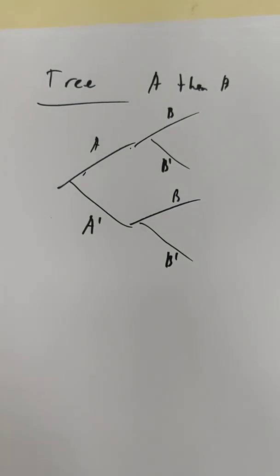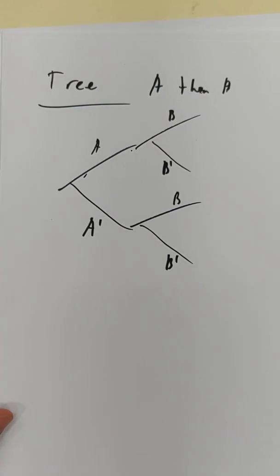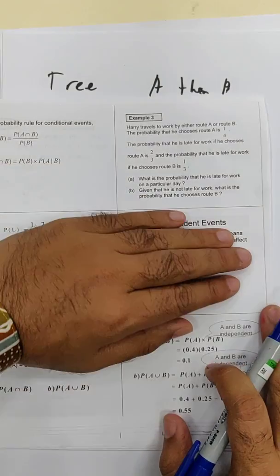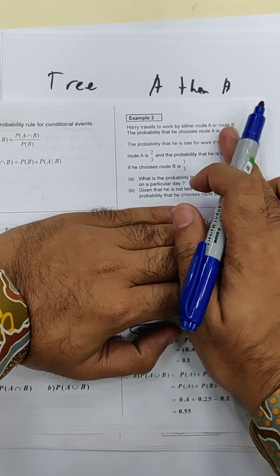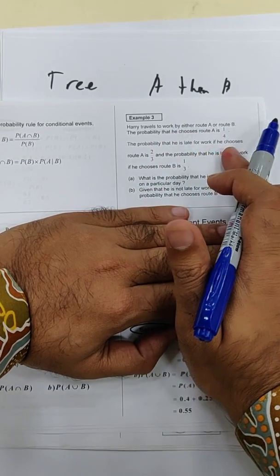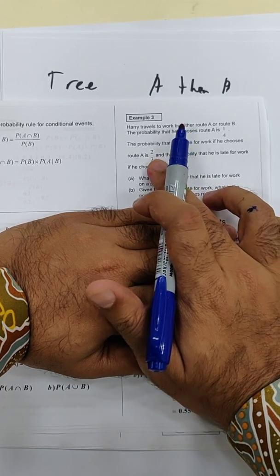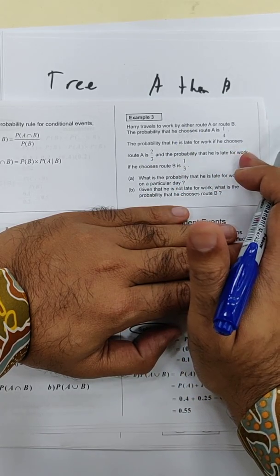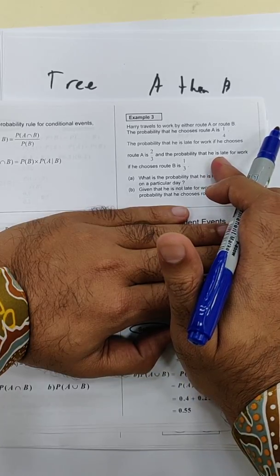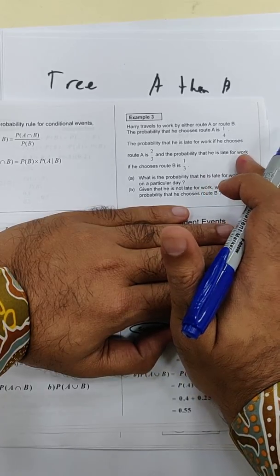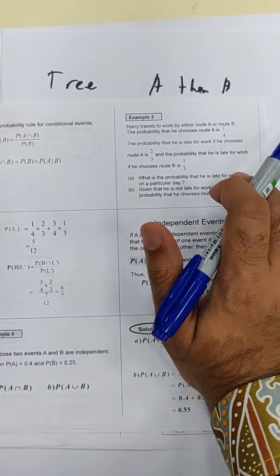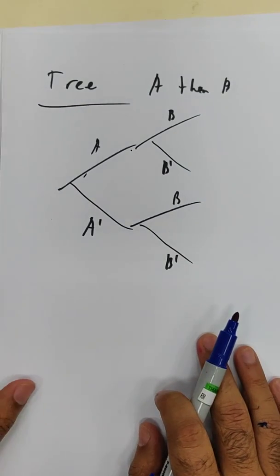Can I have a look? Okay, let's have a look at these questions. It says here, Harry travels to work either by route A or route B. Probability that he chooses route A is 1/4. Probability he's late for work on route A is 2/3, and if he chooses route B, his late is 1/3. Okay, so let's give it a try.